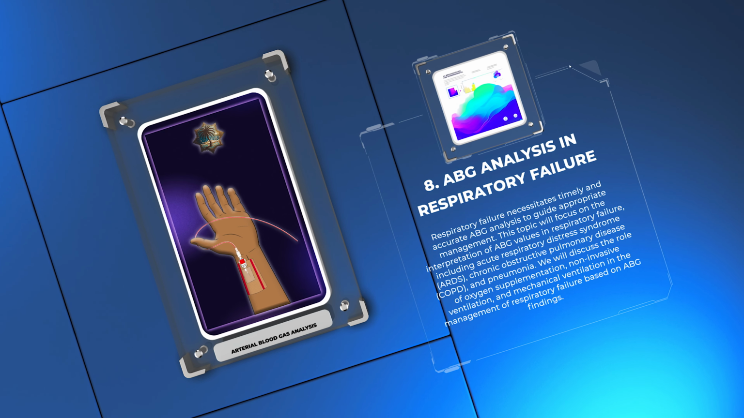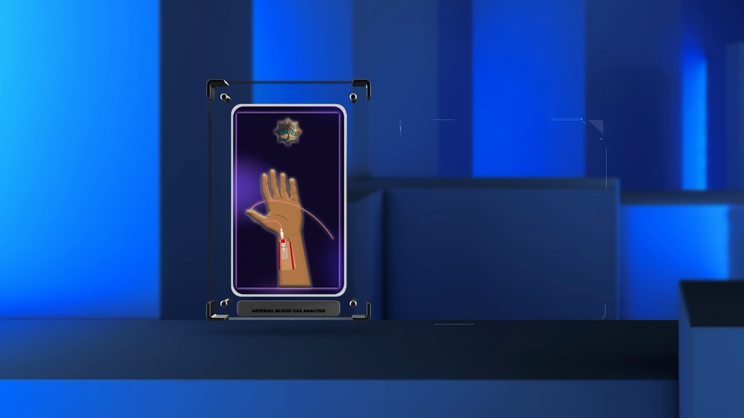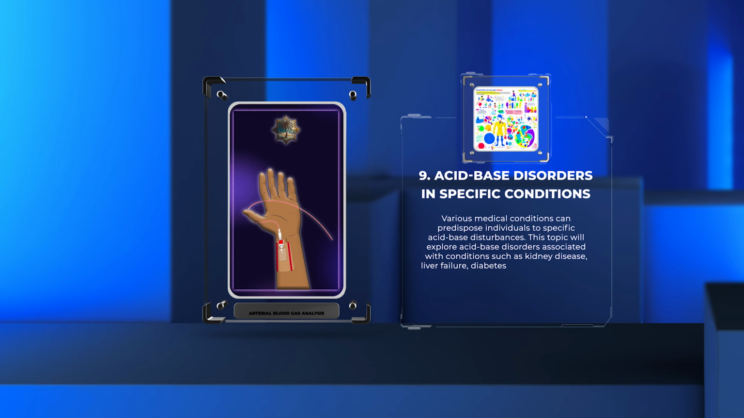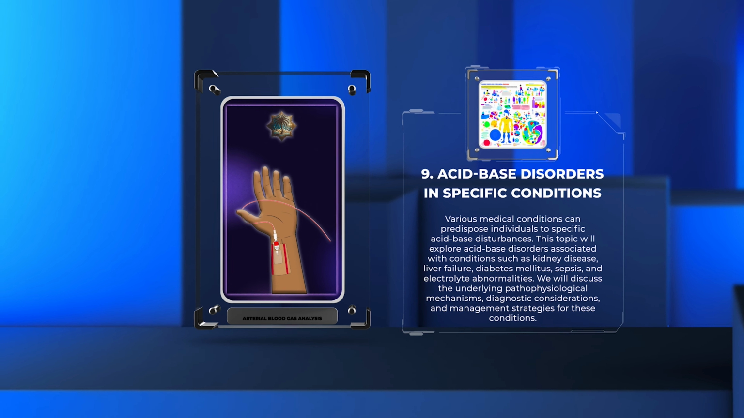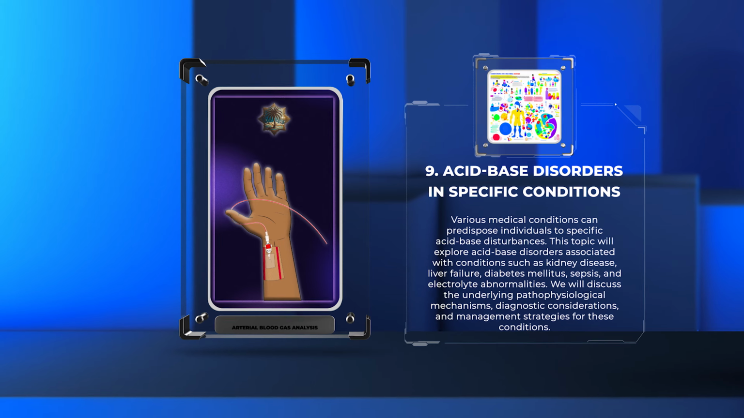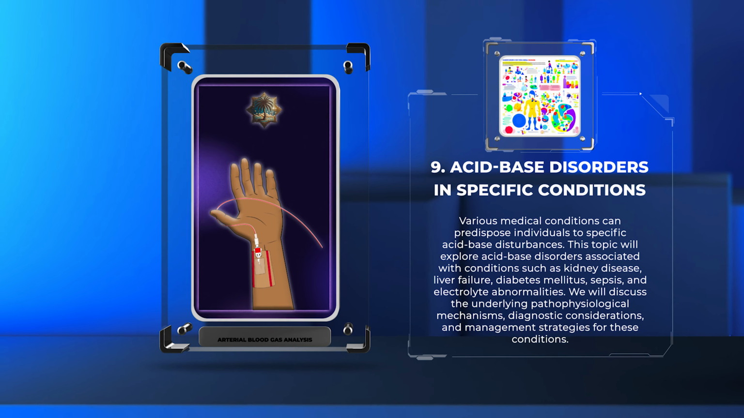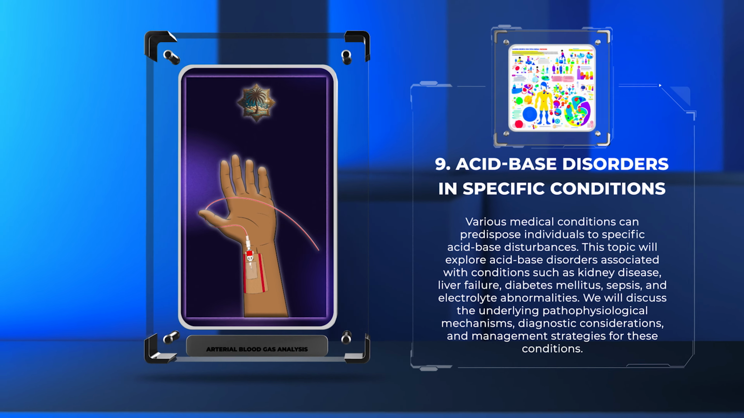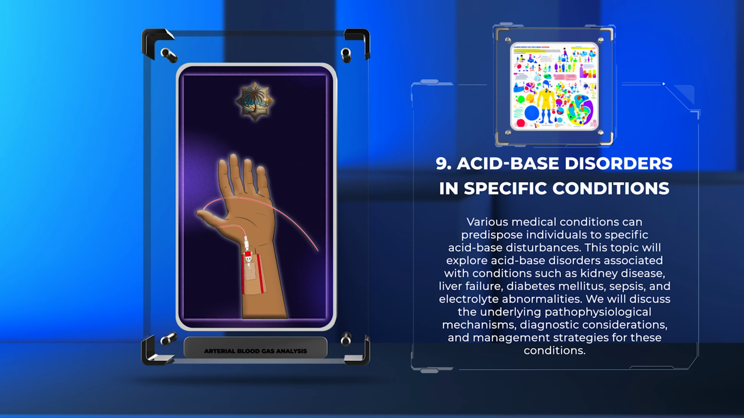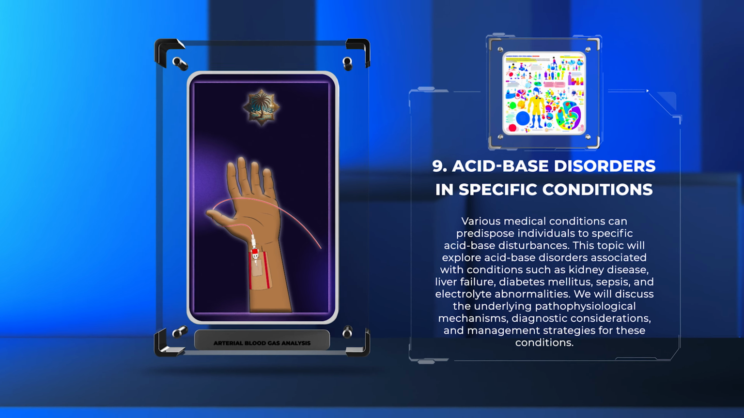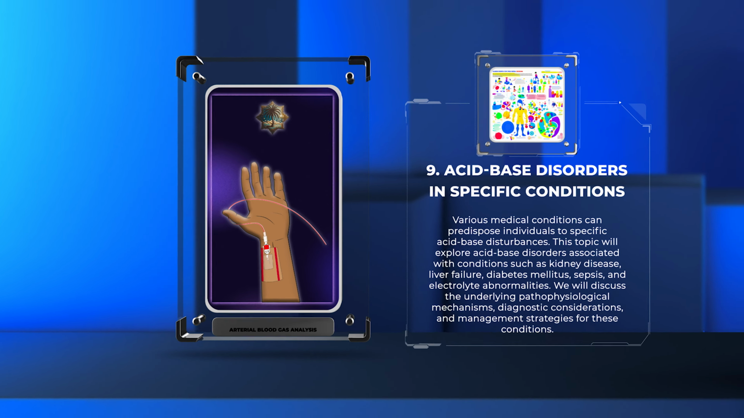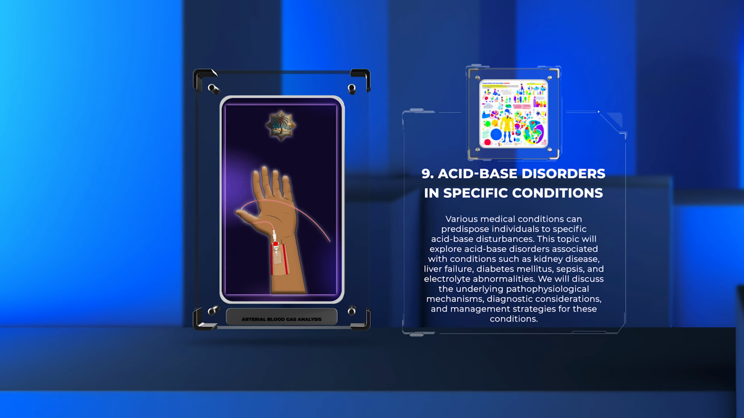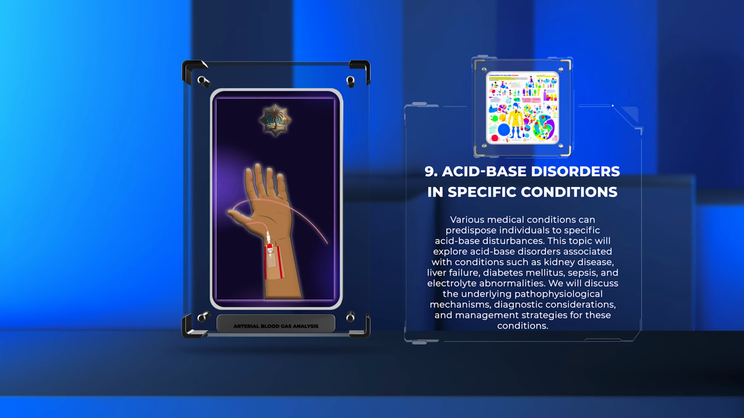on ABG findings. Various medical conditions can predispose individuals to specific acid-base disturbances. This topic will explore acid-base disorders associated with conditions such as kidney disease, liver failure, diabetes mellitus, sepsis, and electrolyte abnormalities. We will discuss the underlying pathophysiological mechanisms, diagnostic considerations, and management strategies for these conditions.